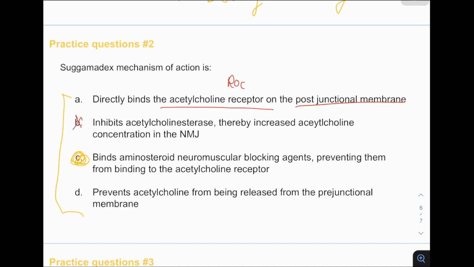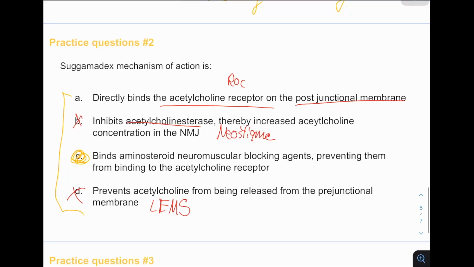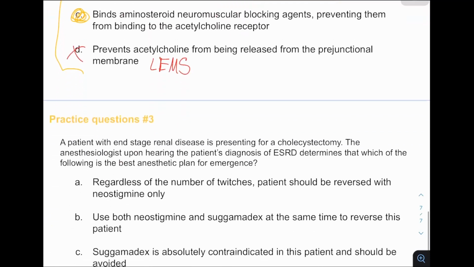Choice B is wrong. It says inhibits acetylcholinesterase. No, that's incorrect. Sugammadex does not inhibit acetylcholinesterase. It's actually neostigmine. Neostigmine is the one that inhibits acetylcholinesterase. And then lastly, D, preventing acetylcholine from being released from the prejunctional membrane. No, there is no medication that prevents acetylcholine from being released from the prejunctional membrane. There are disease states such as Lambert-Eaton, or LEMS, that will prevent acetylcholine release, but again, sugammadex does not act by preventing acetylcholine release.